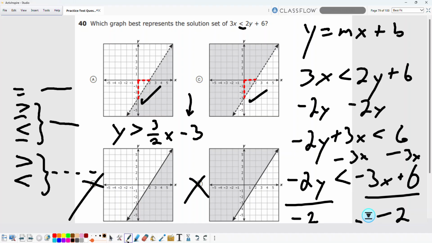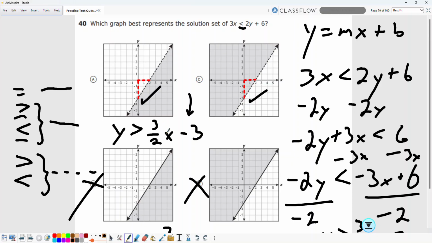Well, the last thing that we're left with really is the shading. So our y values are going to be greater than our 3/2 x minus 3. And so I take a look at these two and I say, if I were on the y-axis and I need to be in the shaded area, which of A or C shows that I stay in the shaded area as I increase in the y-axis? Because I'm saying y is greater than. So it could be any number that's bigger than what this computes out to be when we put an x in here. So let's say I put a 2 in here.